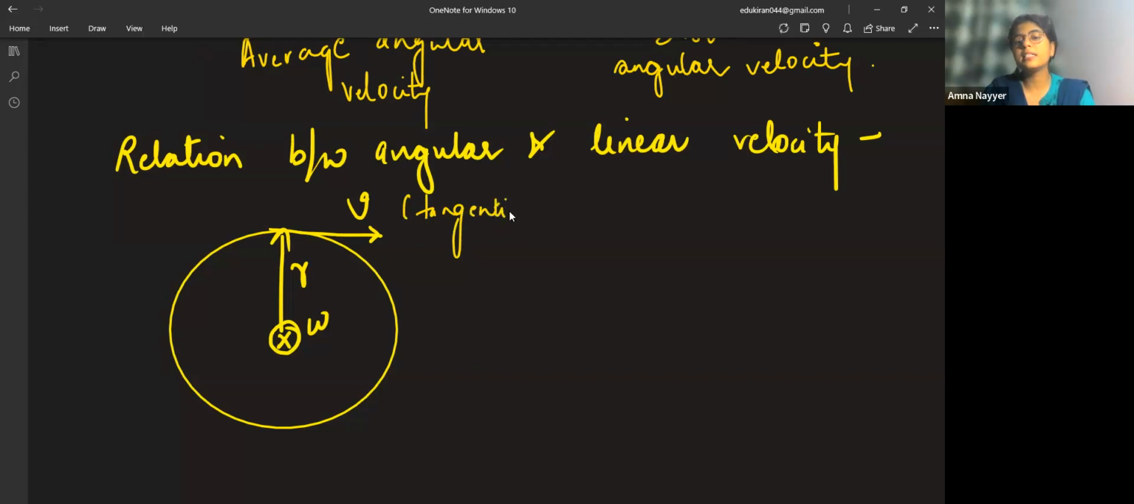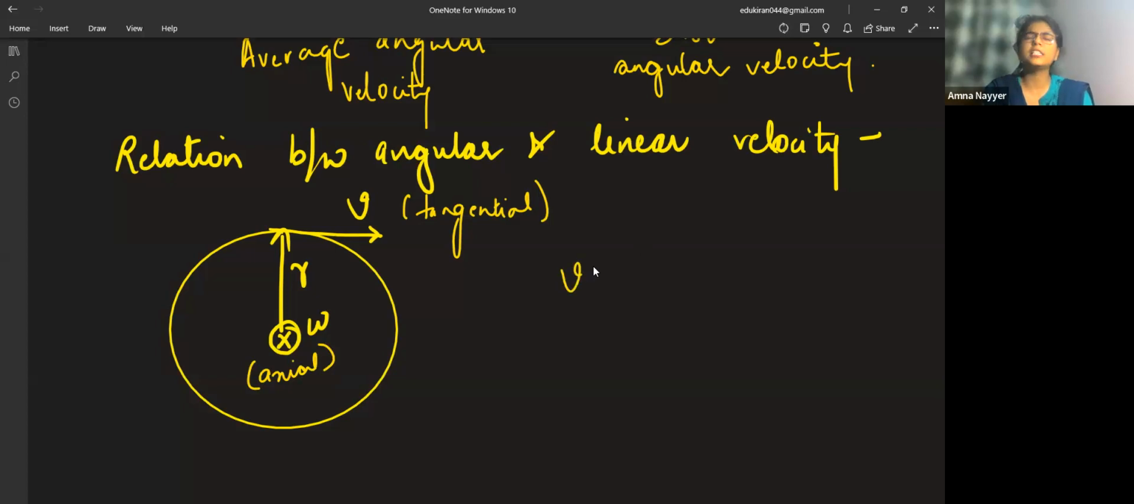This is tangential. And the direction of angular velocity, in the last class I told you, is an axial vector. So its direction is along the axis. If this is rotating, the direction will be along the axis only. So this is its axis, and the direction here is axial. Right? This is tangential, this is axial.